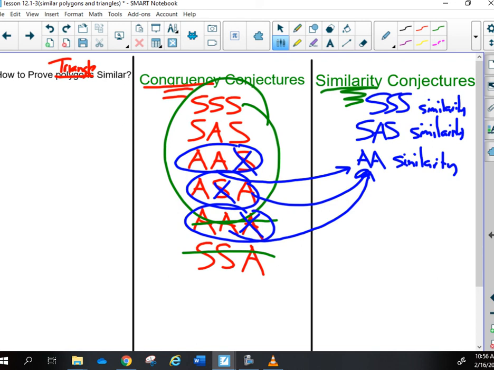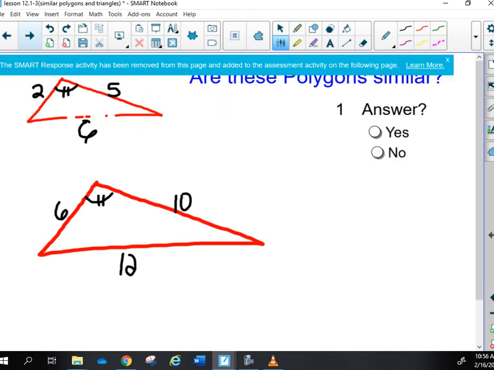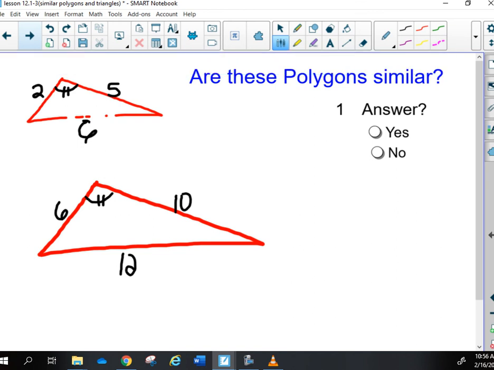Now, the one thing that is true right here is that this one still does not work in similarity, just like it did not work in congruency. So if we're looking at these two triangles right up here, you can't automatically say, I don't have the angle, so these aren't similar. They're triangles. You can use a shortcut right up here. I don't need to know what these angles are.